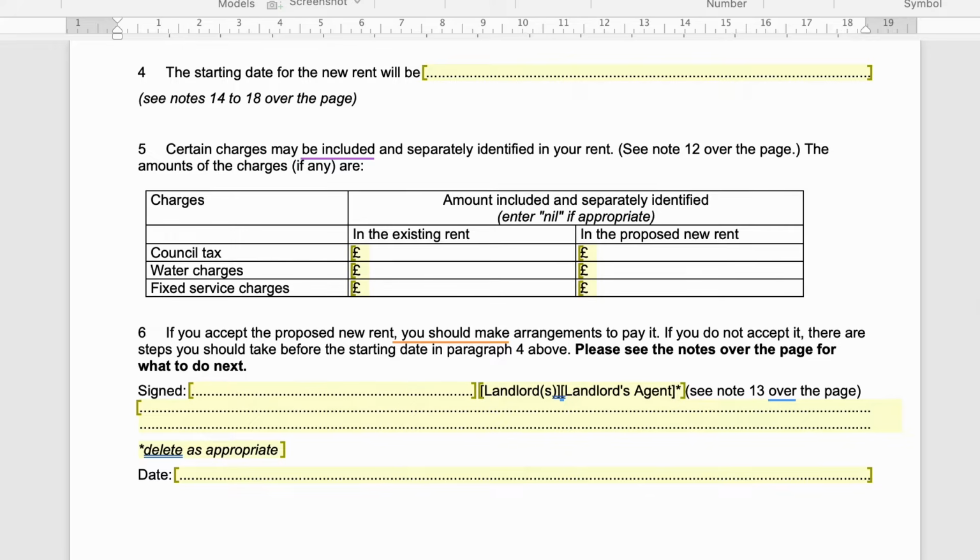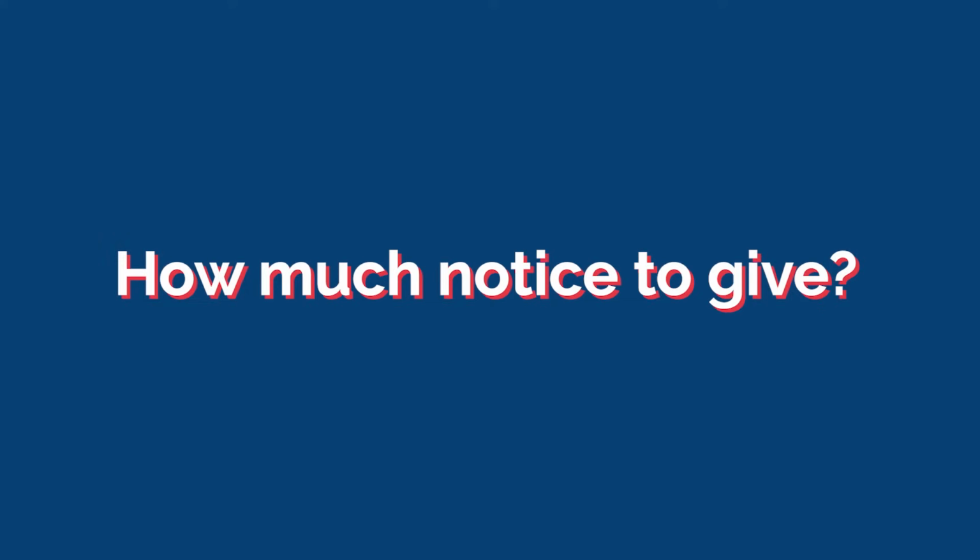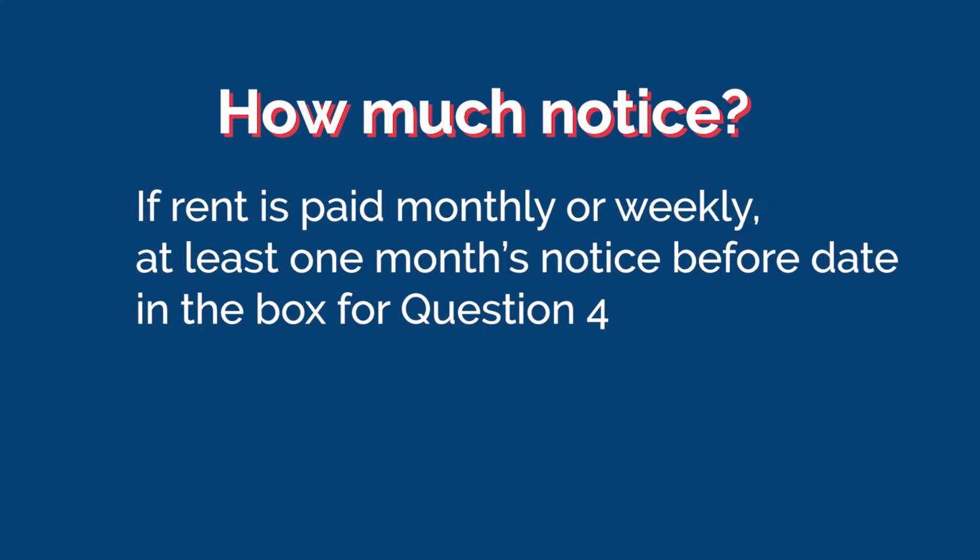And don't forget to sign and date it. So how much notice do landlords need to give? Well, at the moment, if your rent is paid monthly or weekly, you need to give at least 1 month's notice before the date you write in box 4, in other words, the starting date. And it's best to give a little bit more than a month to make sure that you've got clear days.